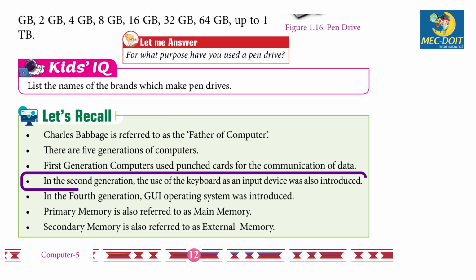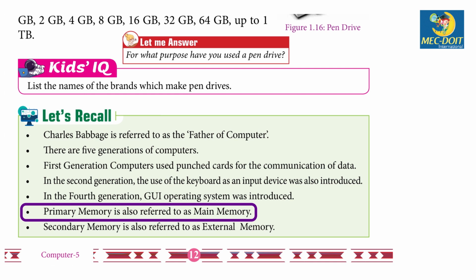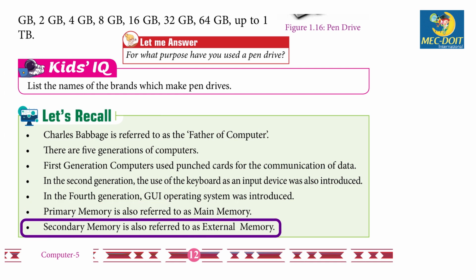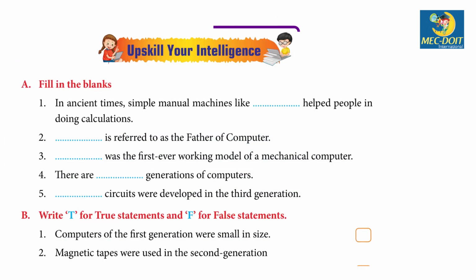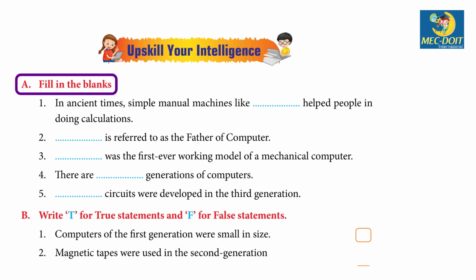In the second generation, the use of keyboard as an input device was also introduced. In the fourth generation, GUI operating system was introduced. Primary memory is also referred to as main memory. Secondary memory is also referred to as external memory. Upskill your intelligence. A. Fill in the blanks.